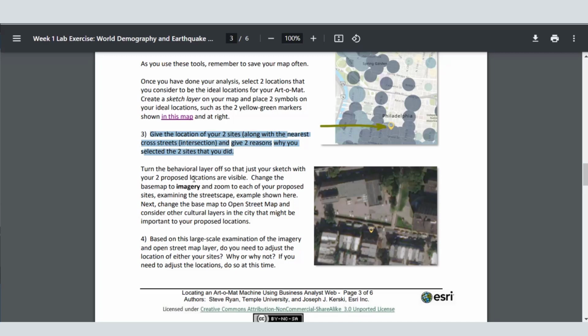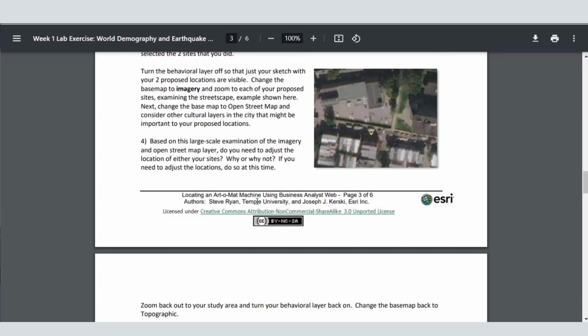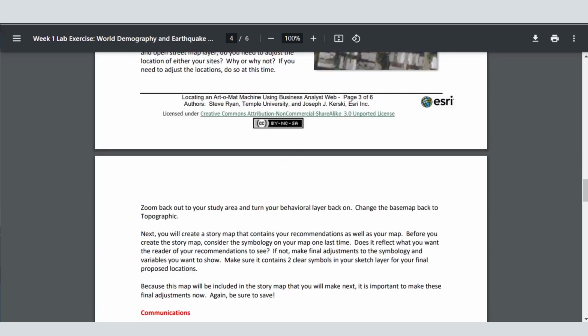So they look at multivariate analysis. They then pick the 2 sites that are optimal and then actually look at the neighborhoods where they've selected to see, okay, is that really suitable? Because oftentimes just looking at the variables does not tell the whole story. What's the actual neighborhood like? Is it pedestrian friendly? Is it a residential neighborhood? Is it commercial? Is it industrial?